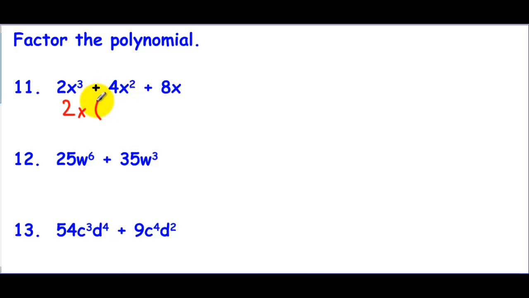So now my job is going to be, how can I multiply 2x times something and get a 2x to the third back? Well, it looks like times x squared, right? That's my 2x's plus 1 more gives me 3.